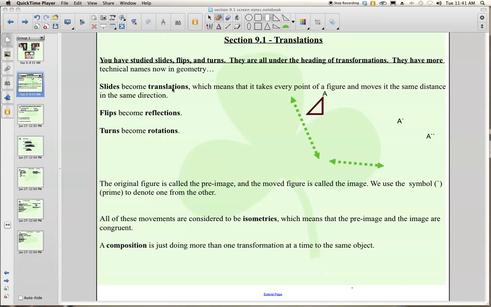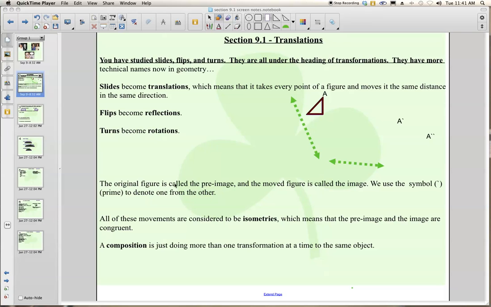We are going to call them by their more technical names. Slides become translations. They do the same thing, but they are now going to be called translations. Flips, when you flip an object over a line, that's called a reflection. And when you rotate an object, when you turn an object, it's now going to be called a rotation.